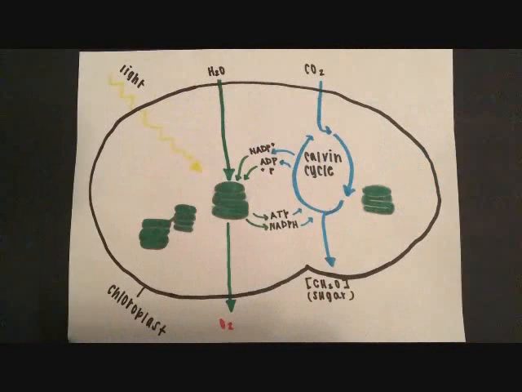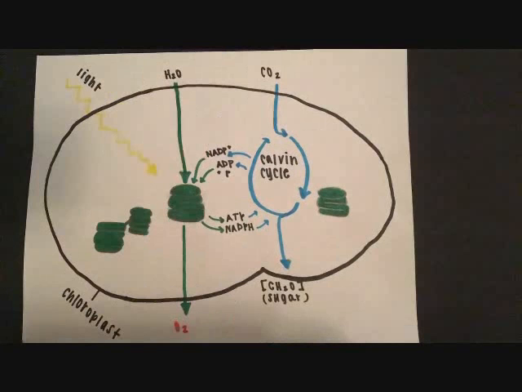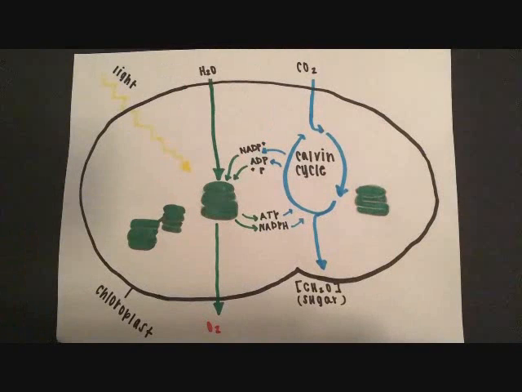Here's a basic look at the two stages of photosynthesis. On the left, you have the light-dependent reaction, which takes place in the thylakoids. On the right, you have the Calvin cycle, which is also known as the light-independent reaction, which takes place in the stroma. Basically, you see the H2O being split and giving off O2 as a byproduct, and the CO2 being incorporated into the Calvin cycle and creating glucose as a product.